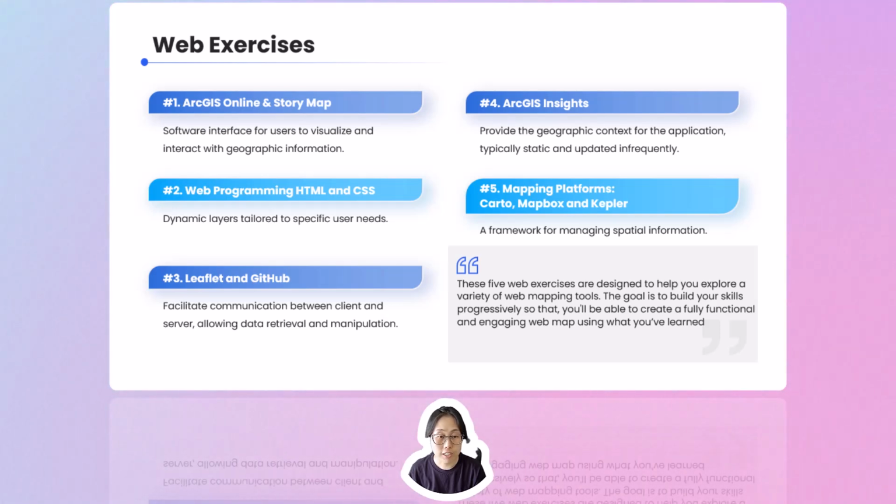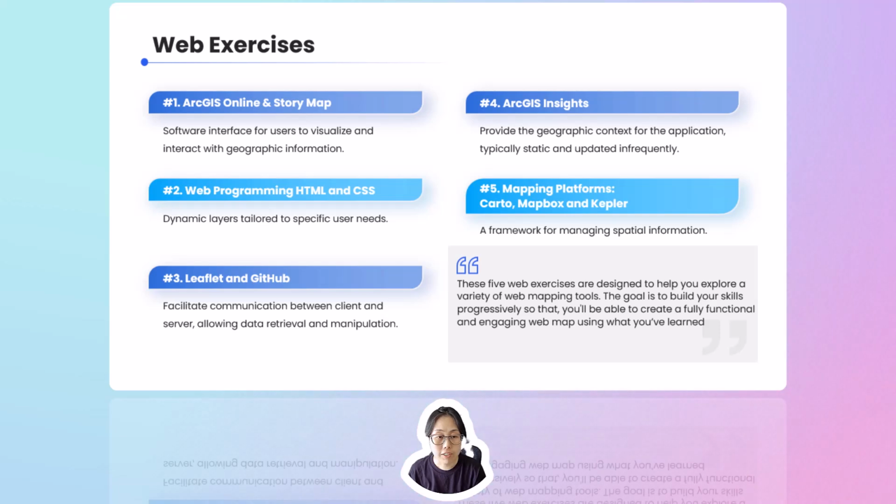We will begin with exercise 1, which introduces ArcGIS Online and StoryMaps, cloud-based platforms that help you tell rich, interactive spatial stories. Exercise 2 focuses on core web development using HTML, CSS, and a bit of JavaScript. These skills are key to understanding how custom web maps are structured and styled. In exercise 3, we will work with Leaflet, a lightweight JavaScript library for interactive mapping. You will also learn to publish your map using GitHub Pages.